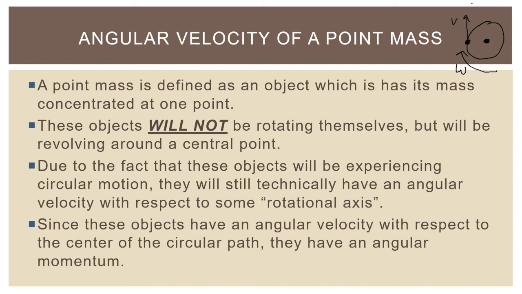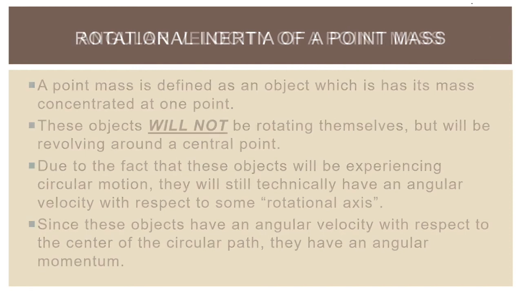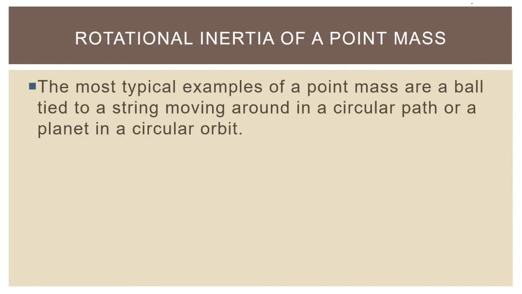Now, what's particularly odd, in my view, about talking about the angular momentum of a point mass is the answer to the question, well, what do you put in the equation for the rotational inertia? When we've been talking about rotational inertia, we've been talking about objects which have their masses spread out over some area of space. Now, here, when we're talking about a point mass, the most typical examples are like a ball tied to a string or a planet moving in an orbit.